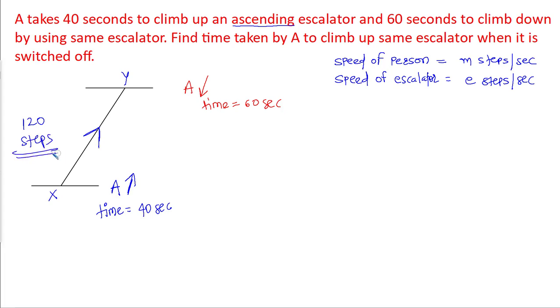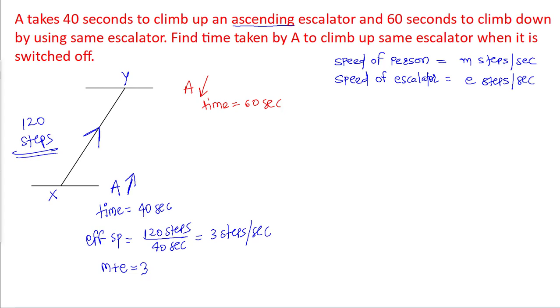I am going to assume that this escalator has 120 steps visible when it is switched off. When the man is moving upward, he can cover 120 steps in 40 seconds, so the effective speed of the man becomes 3 steps per second. When the escalator and the man are moving in the same direction, the effective speed is m plus e. So m plus e is equal to 3.